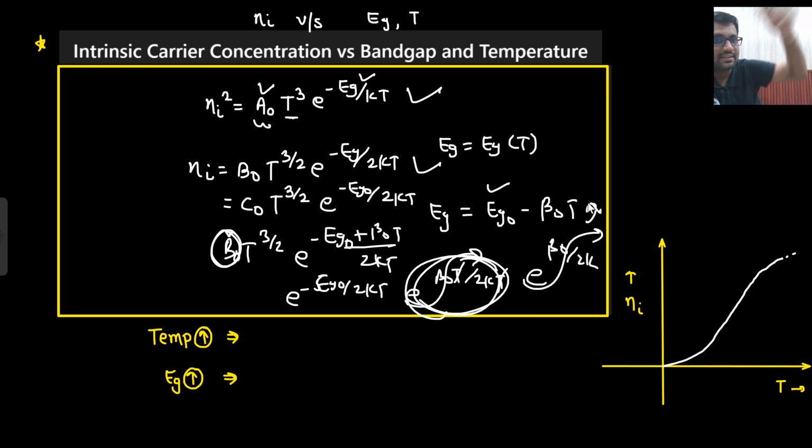As the temperature increases, Eg goes down. So in some textbooks you will find that the band gap at a particular temperature is written, and in some textbooks you will see that the band gap at 0 Kelvin is written. Anything they can write, so don't get confused. Particularly we will write down the band gap at 0 Kelvin. So what I will write down is some constant T to the power 3 by 2 e to the power minus Eg naught divided by 2kT. So this is the relation, this relation you need to remember.